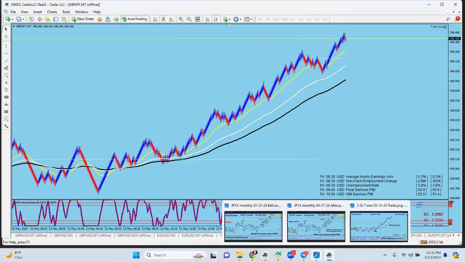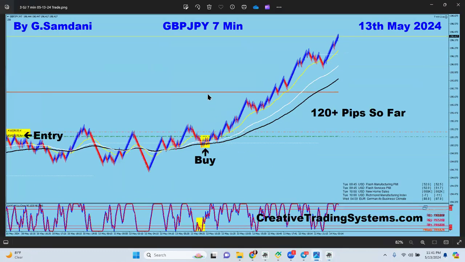Did I? That is the question. And yes, I did that. You see this entry here? Buy order is right there. SL moved to break even. My SL first was here, then it started to go up.